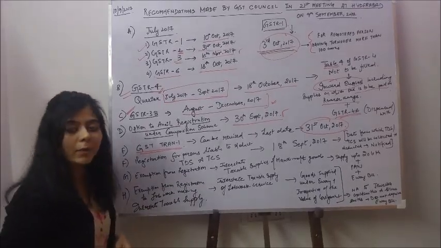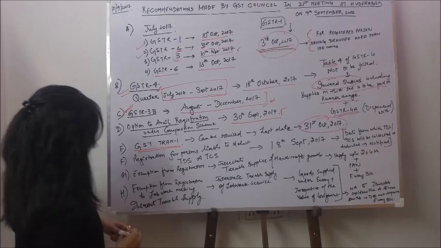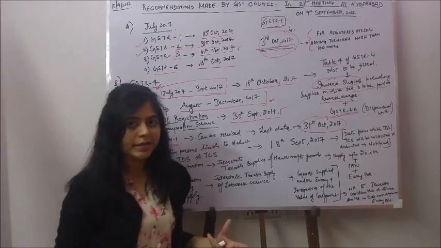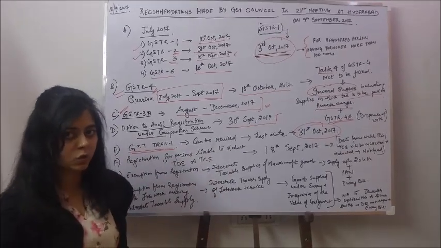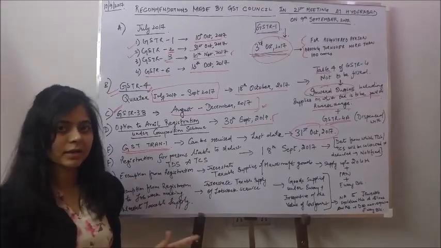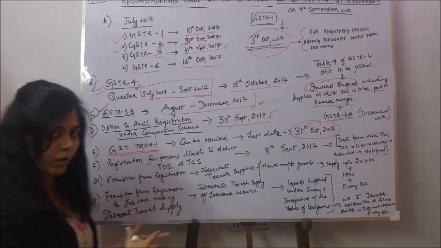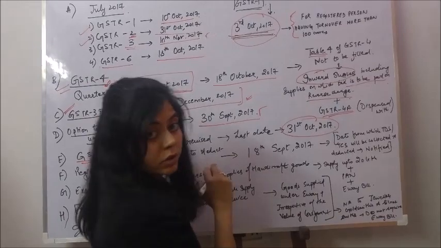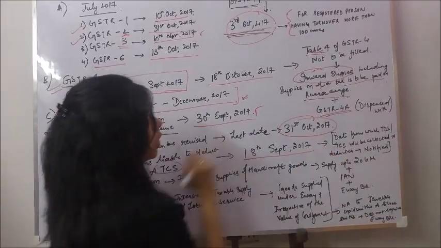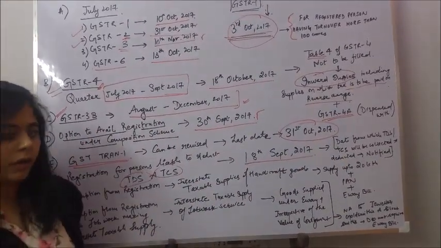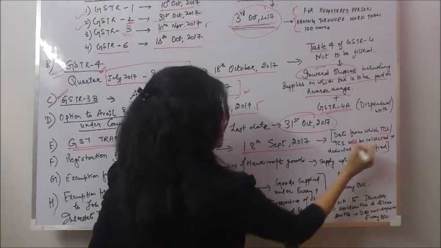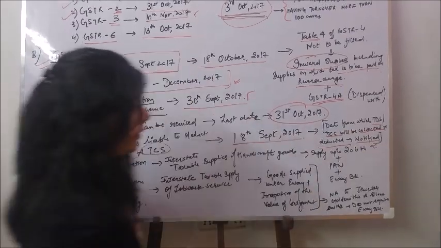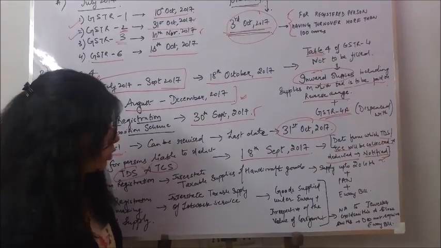There is one more piece of information in the press release. People who are liable to deduct TDS, that is tax deducted at source, or liable to collect TCS, tax collected at source, and who are liable to take registration under these two, have a due date of 18th September 2017 for taking registration. However, the dates from which TDS and TCS will be deducted or collected have not yet been notified by the government. The dates will be notified in the future.